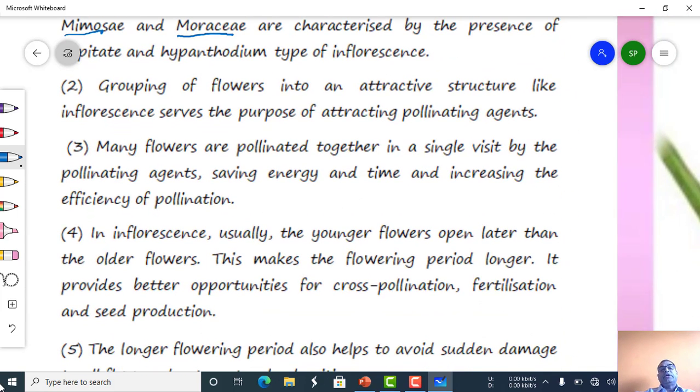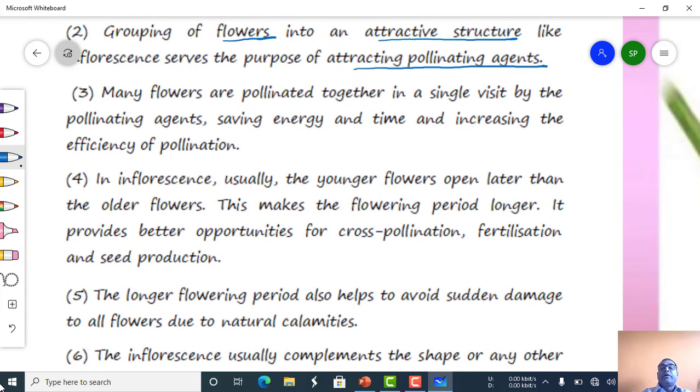Second significance, grouping of flowers into an attractive structure. Of course, inflorescence is nothing but a group of flowers. So a number of flowers are grouped together and form an attractive structure, and this attractive structure is helpful to attract the pollinating agents. Okay, especially when pollination takes place by means of insects.